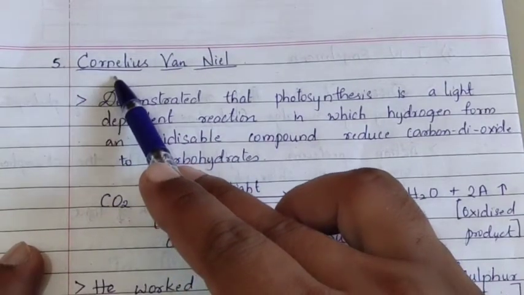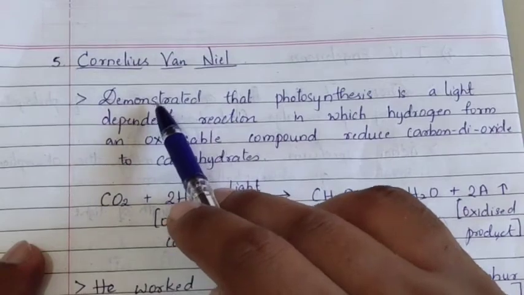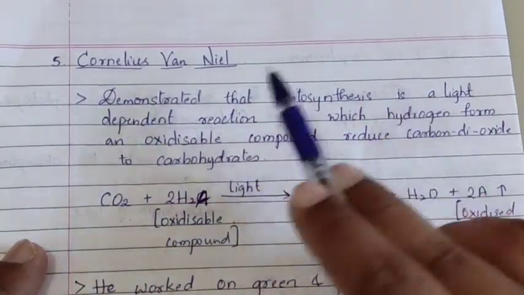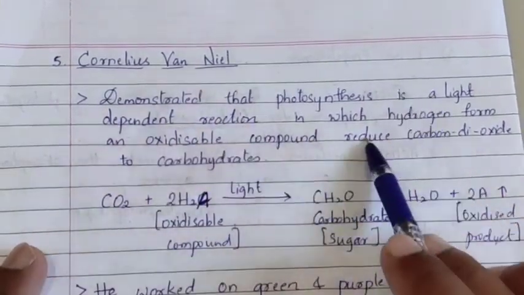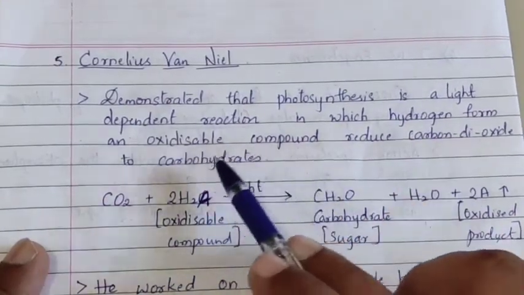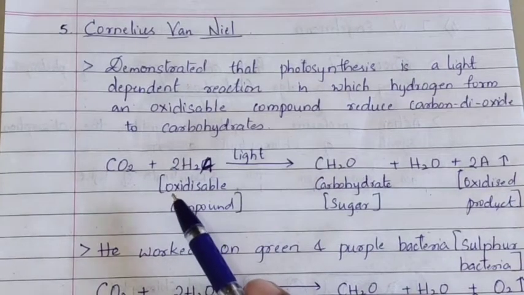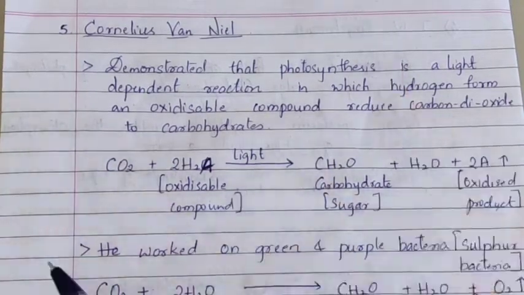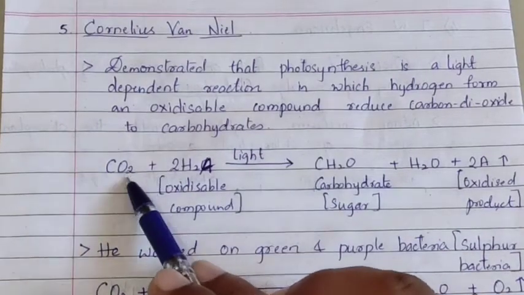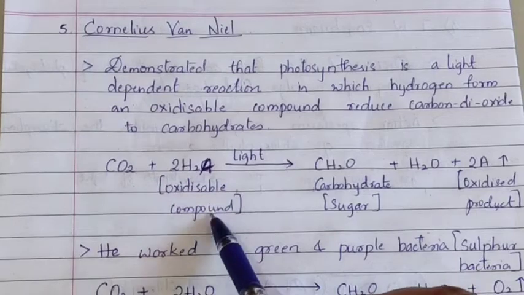Okay, moving to the next experiment performed by Cornelius Van Niel. So what did he demonstrate? He demonstrated that photosynthesis is a light-dependent reaction in which the hydrogen from an oxidizable compound reduces carbon dioxide to carbohydrate. So here it is a general reaction, not a particular reaction like carbon dioxide and water. Here carbon dioxide is reduced by the hydrogen from the oxidizable compound.